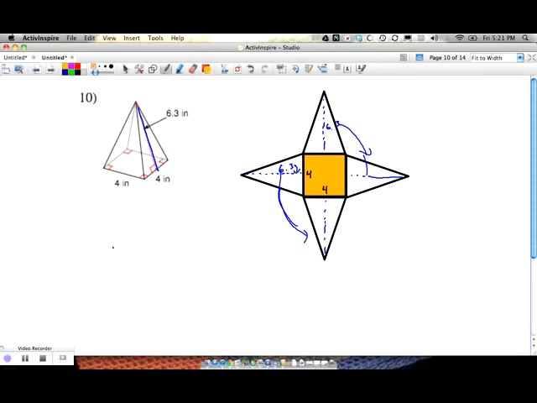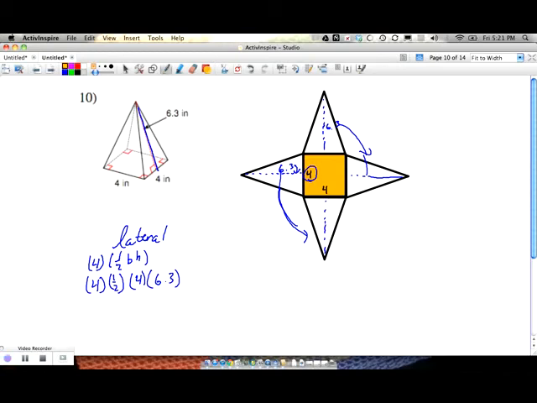All right, so let's look at these outside areas, the lateral area. It's going to be 4 triangles. So I'm going to multiply it by 4, and then we got to figure out how much each triangle is. 1/2 base times height. So it's going to be 4 times 1/2. And what's the base of each of these triangles? It looks like it's 4. And then the height is 6.3. So that's my lateral area.